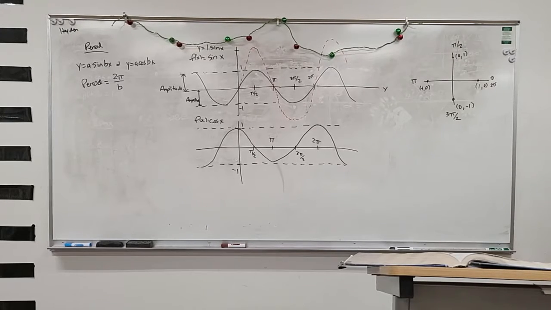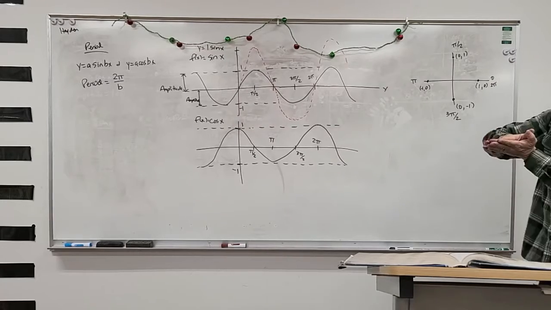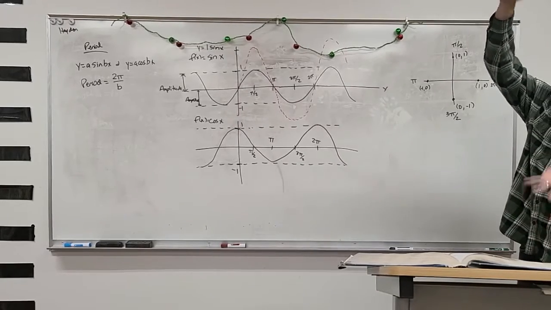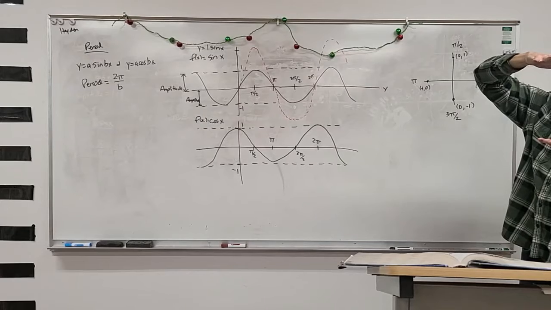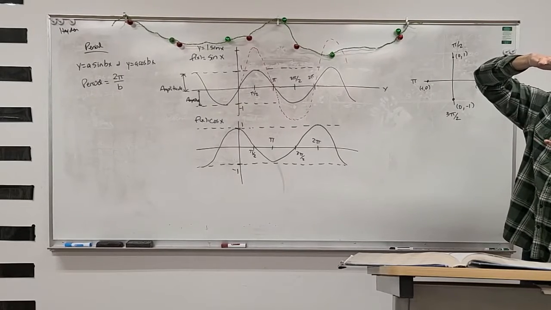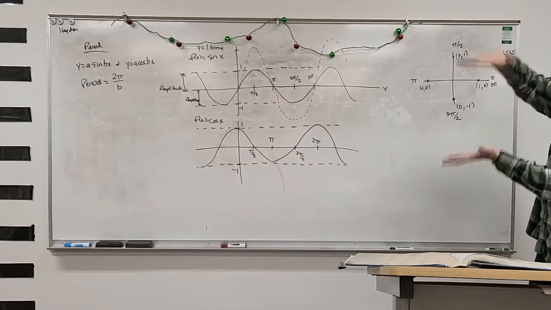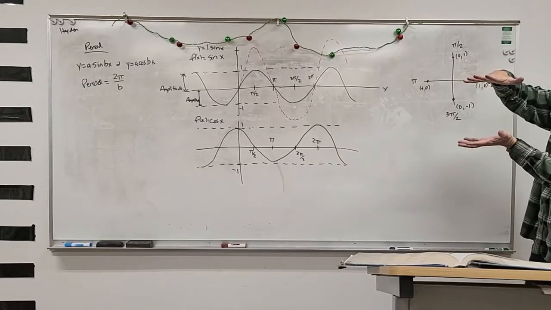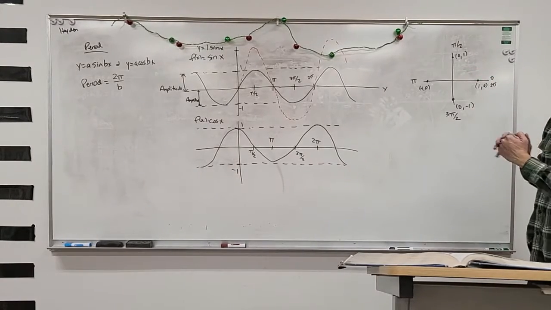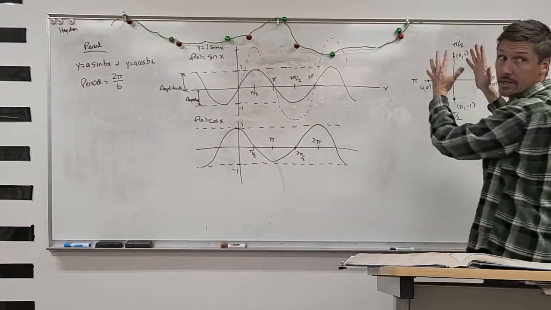And so if the period changes, whereas the amplitude is stretching this, or it could be shrinking it. How would I shrink it? Use a fraction, right, in the front. Whereas it expands or shrinks it along the y-axis. If I adjust the period, it's going to expand or shrink it along the x-axis.